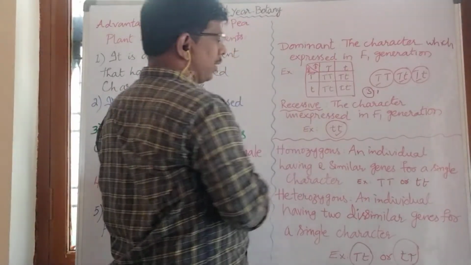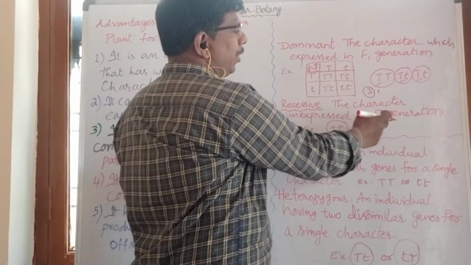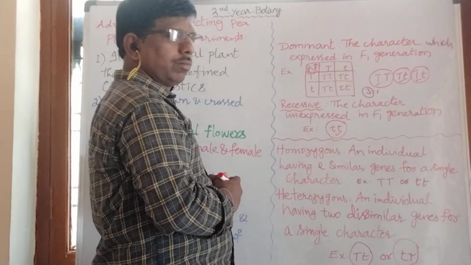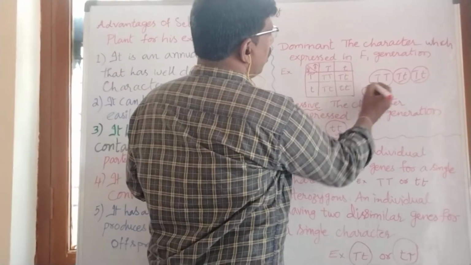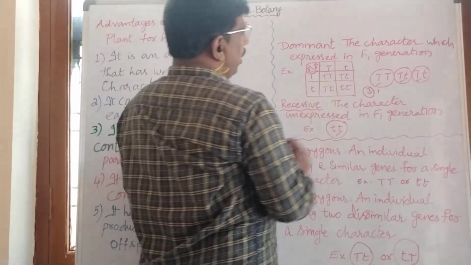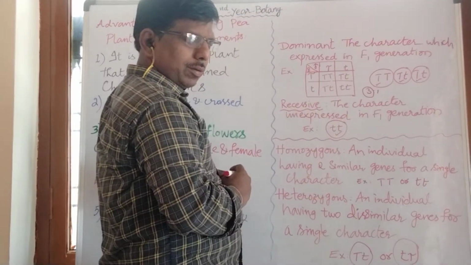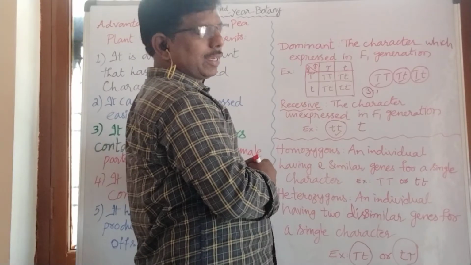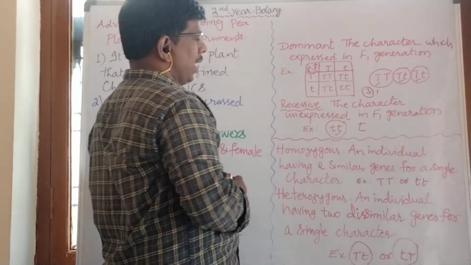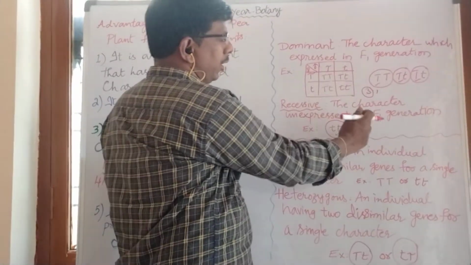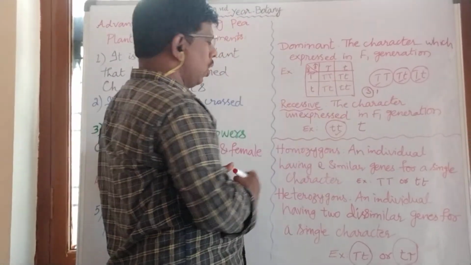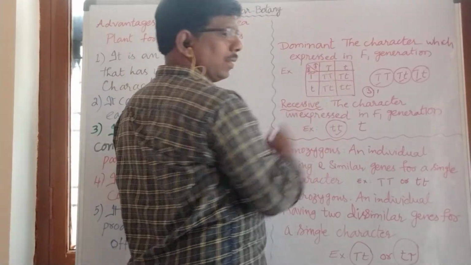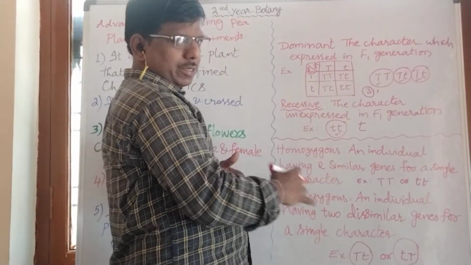What is meant by recessive character? The character which is not expressed in the F1 generation is known as a recessive character. That means here both small t is a recessive character. If we take all these 4 plants, here also small t is present, here also small t is present. But that small t is the recessive character here, so it does not express in the F1 generation. So the character which is unexpressed in the F1 generation, F1 meaning filial, is known as a recessive character. Here the recessive character is only the small t.